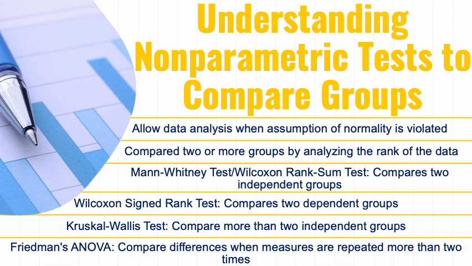These tests are the nonparametric counterpart to the independent sample t-test. The Wilcoxon signed rank test compares 2 measures of a dependent group and is the nonparametric counterpart to the dependent sample t-test. The Kruskal Wallis test is a nonparametric test that allows us to compare 3 or more independent groups. And finally, the Friedman's ANOVA is a nonparametric test that allows us to compare differences when measures are repeated more than 2 times. All of the tests we discussed require our data to be at least at the ordinal level for ranking and so that we can compare the groups.